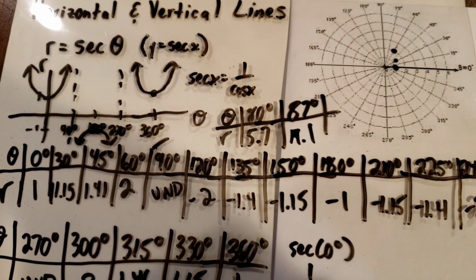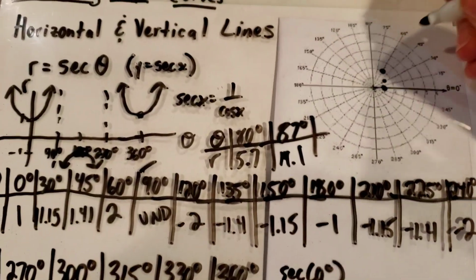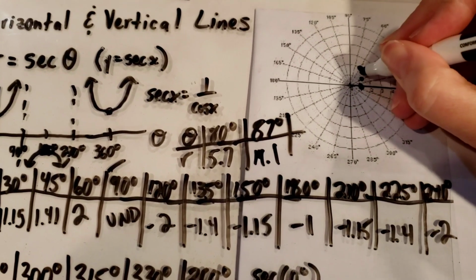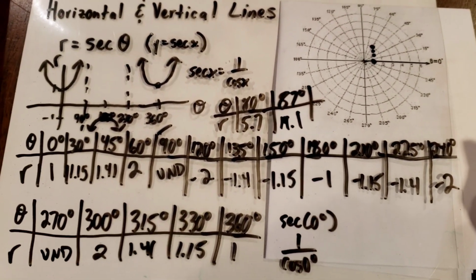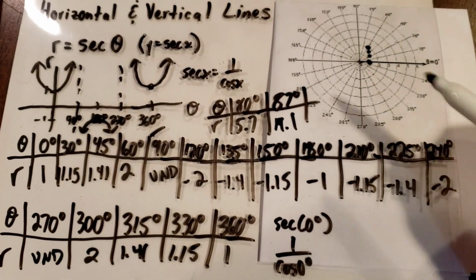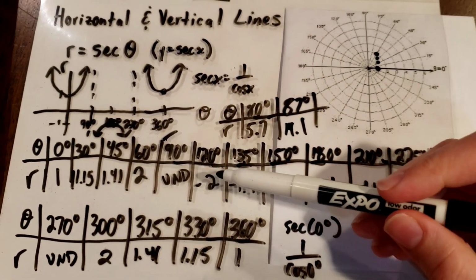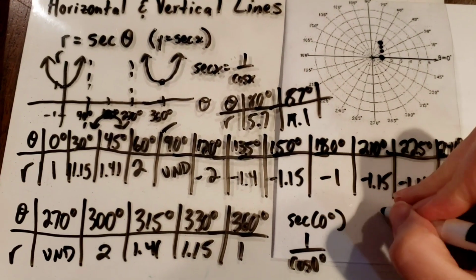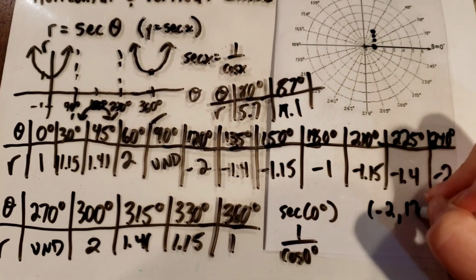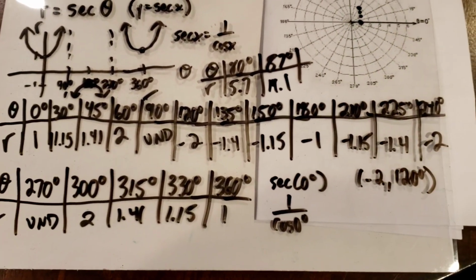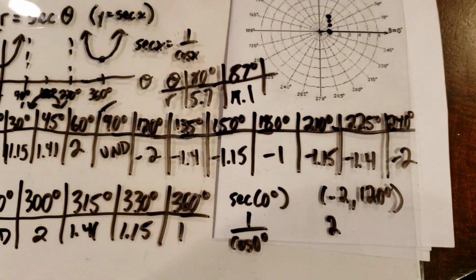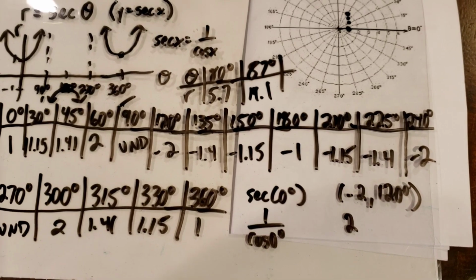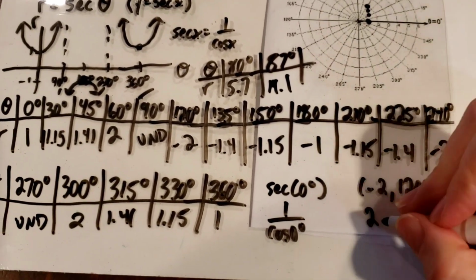45 degrees, r is 1.41. So I have to rotate 45 degrees, and r is 1.41. Notice what is happening here. R negative 2, 120 degrees. So remember with polars, to take that point and make it so it has a positive 2, we have to add 180 to 120. That's going to give us 300 degrees.